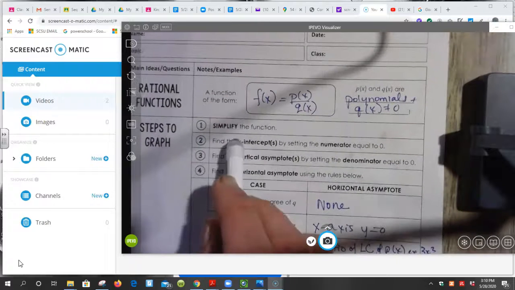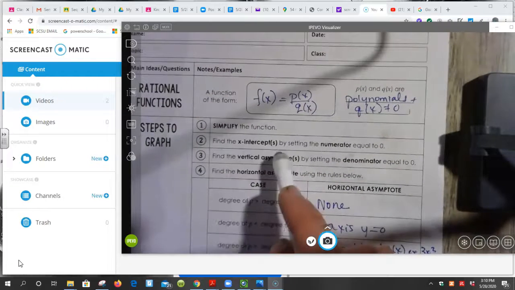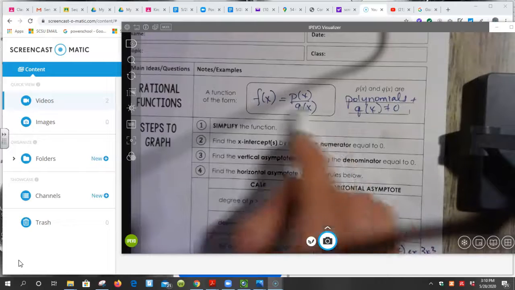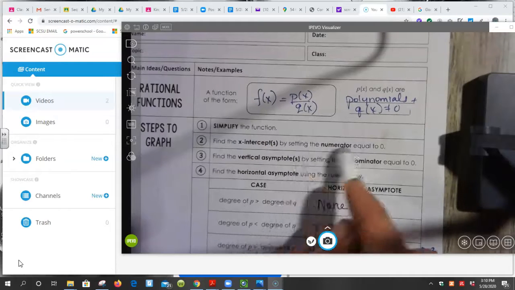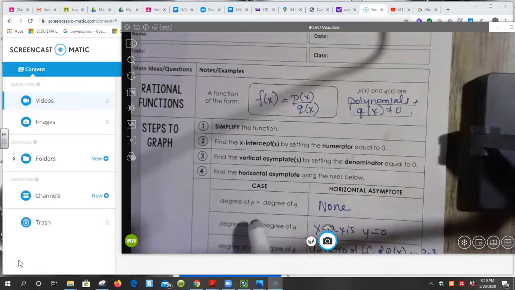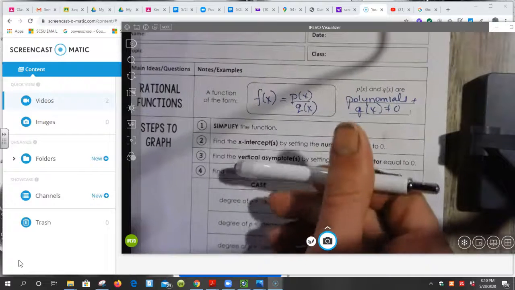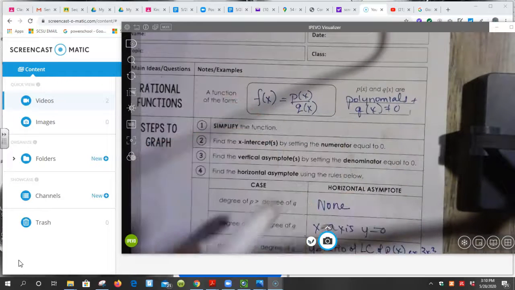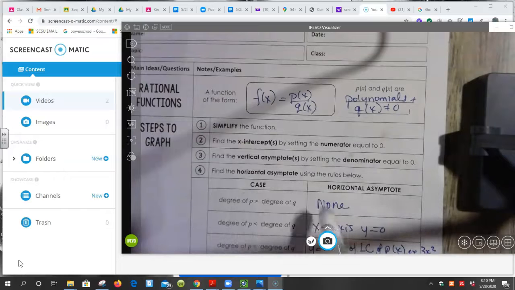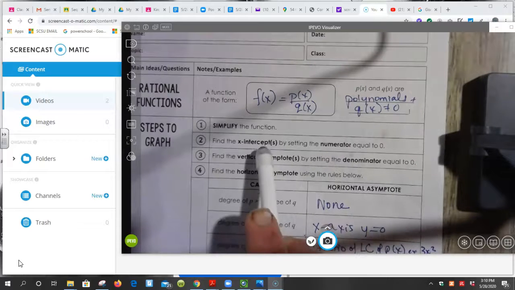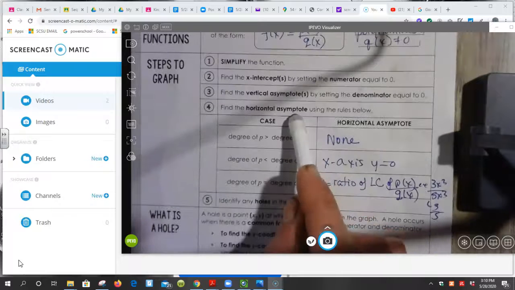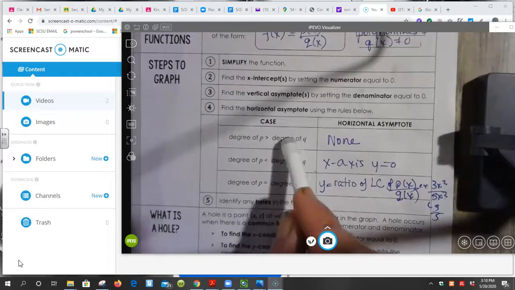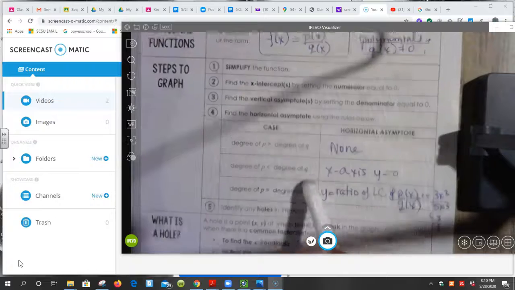So we want to simplify the function first, then look for x-intercepts. These are all clues on how to graph. We simplify the function first, we look for x-intercepts to see where the graph goes to the x-axis, and we look for horizontal and vertical asymptotes to see where the graph approaches. We find the vertical asymptote by solving the denominator equal to 0. We solve for the x-intercept by setting the numerator equal to 0.